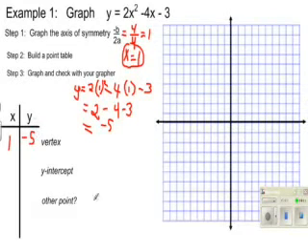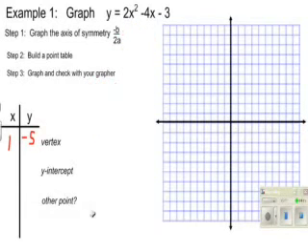Now let's go ahead and use the y-intercept. Sometimes that's an important point. So the y-intercept, that would be where x equals 0. Y-intercept is where x equals 0. So let's just plug in a 0 here. 2 times 0 squared is 0. 4 times 0 is 0. So our y-intercept is negative 3. Where x is 0, y is negative 3.